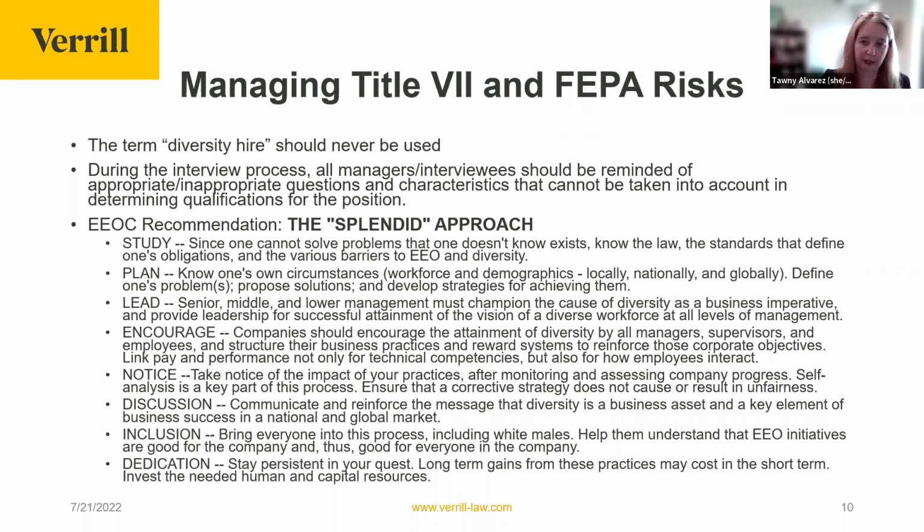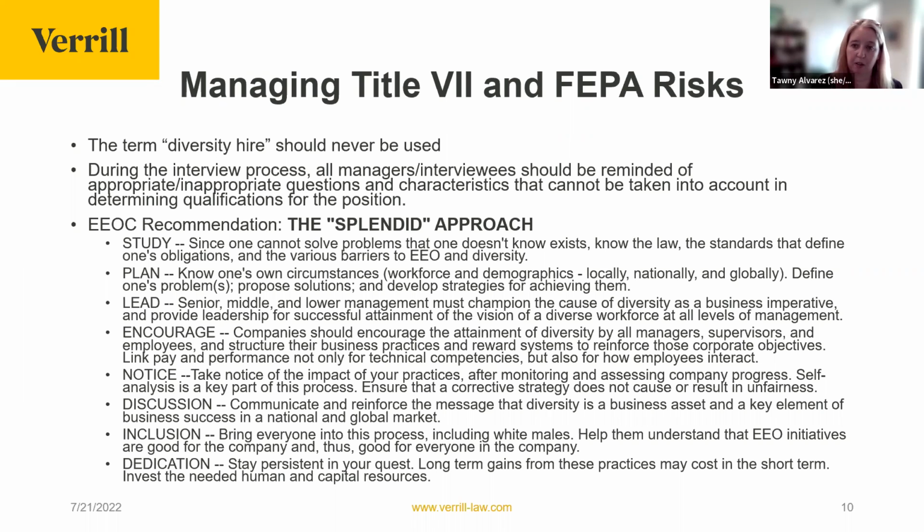Discussion. We need to communicate and reinforce that diversity is a business asset in all areas, not just in one location, but in all locations within your organization. Inclusion: everyone needs to be part of this process. DE&I efforts can't just be led by human resources without other stakeholders, specifically diverse stakeholders, who are part of the process, helping to create the initiative and helping to make sure it's supported from a larger standpoint.